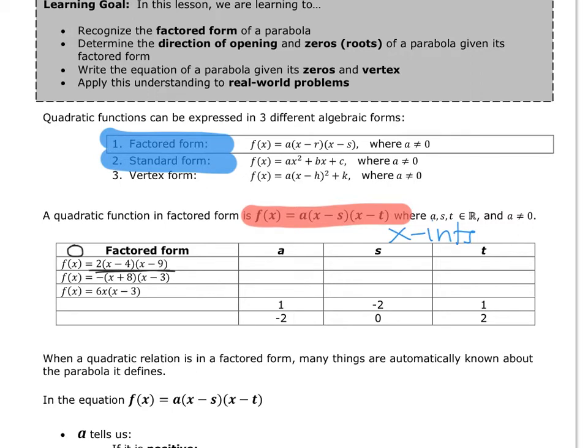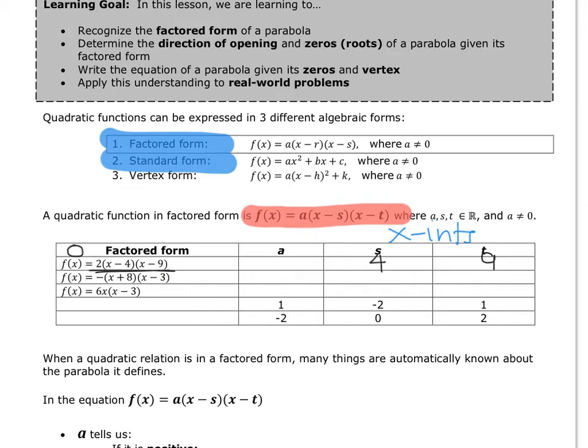Let me get my pointer out. Okay, so if f at x is 0, what does x have to be to make this entire thing equal to 0? Well, wouldn't x just have to equal 4? So our first x-intercept is 4. And now, take a look at this next one. What does x have to be here to make this whole term equal to 0? So wouldn't x just have to be 9? So our second x-intercept is 9. So we've got 4 and 9.